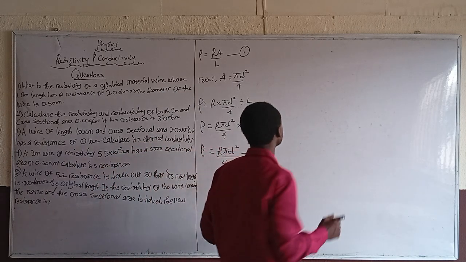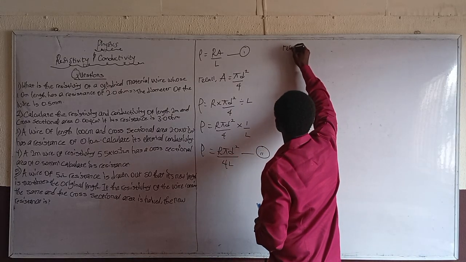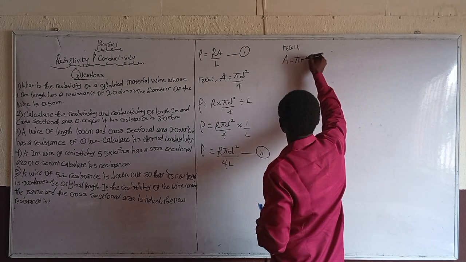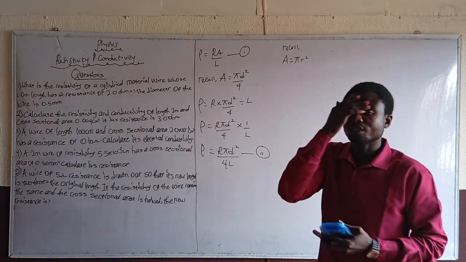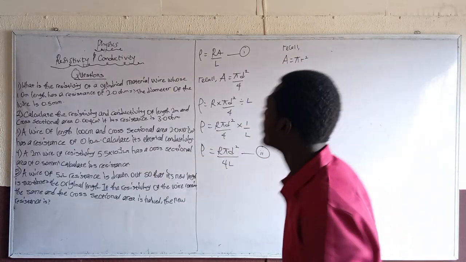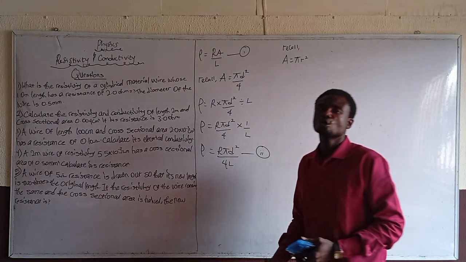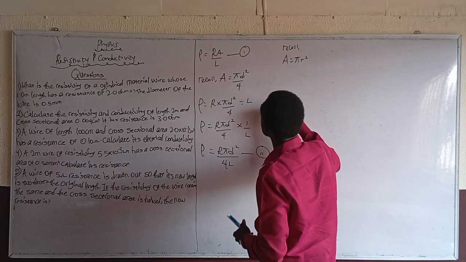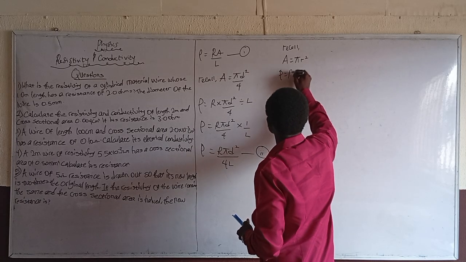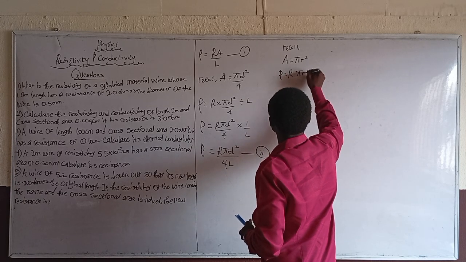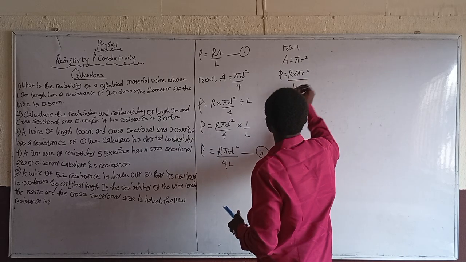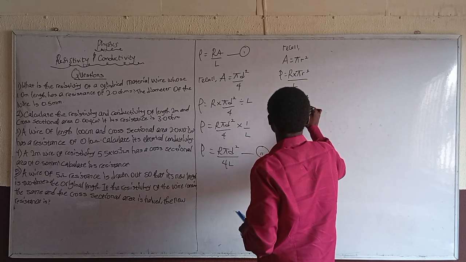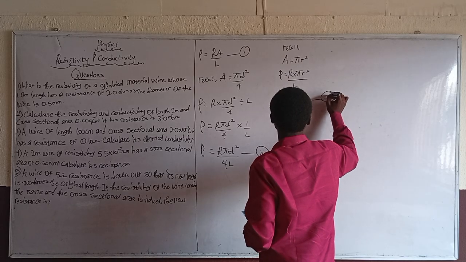Now, I can also say that recall that area is pi r squared. Recall that area is what? Pi r squared. So whenever you are given radius, the formula for area becomes pi r squared. So I will say that my resistivity is R pi r squared divided by what? L. So resistivity is R pi r squared over L. I'll call this equation 3.